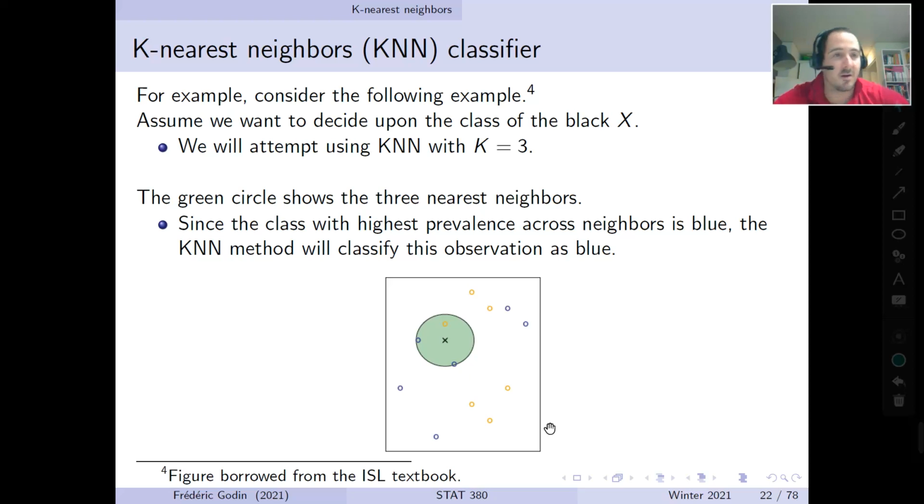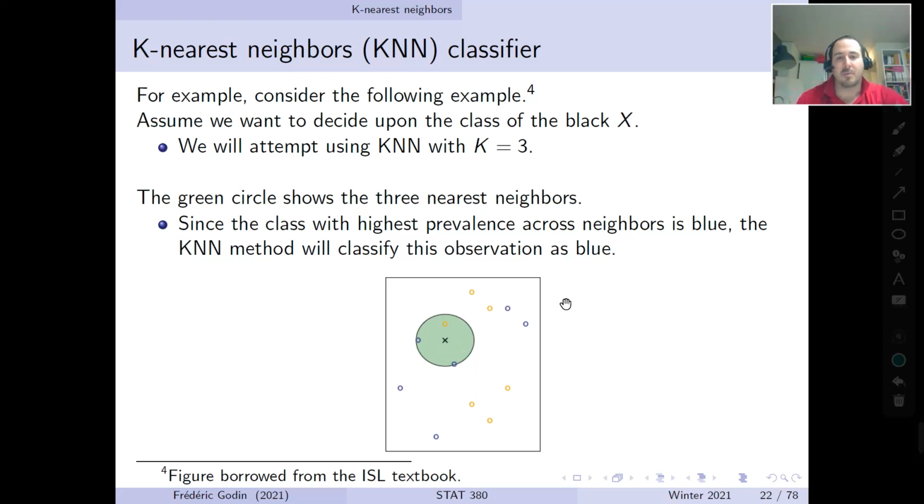So this figure I've also borrowed from the ISL textbook. Thanks to the authors for authorizing the use of these figures. Let's say we have a data set here and we have a new point x that we'd like to classify. We still have the orange and blue framework with two possible classes, and we'd like to know if the new observation is classified as orange or blue.